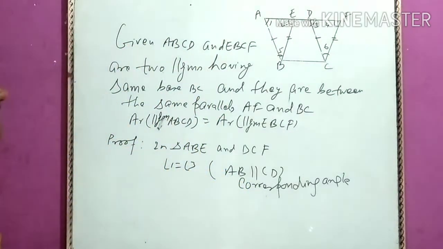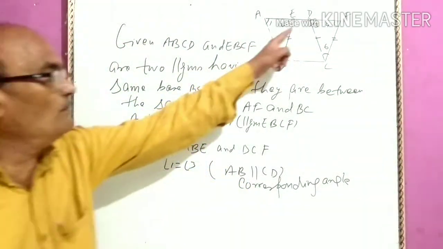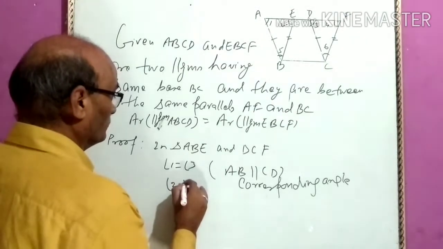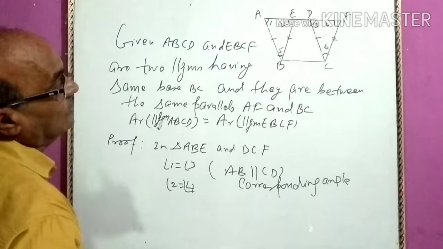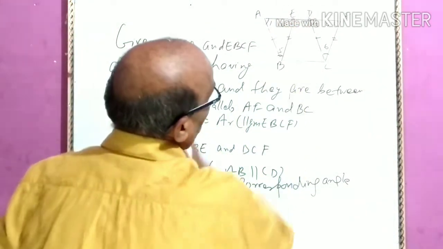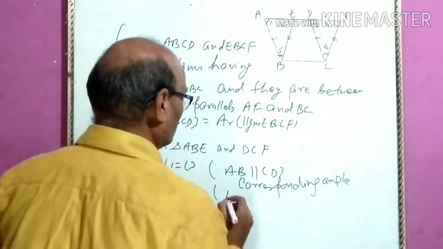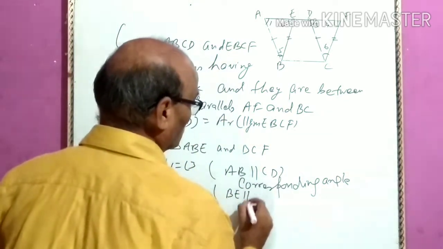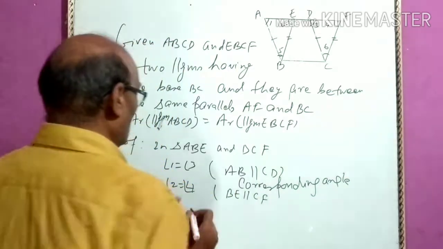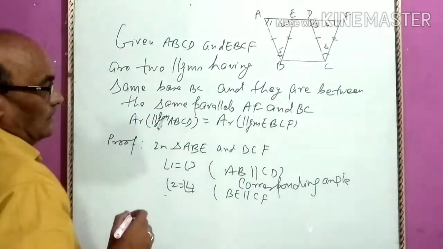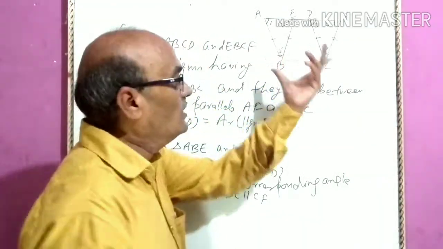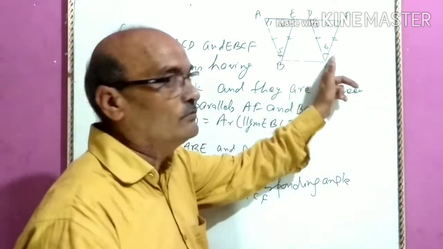Similarly, angle 2 is equal to angle 4, because BE is parallel to CF, and they are corresponding angles. Now, I will prove that angle 5 is equal to angle 6.